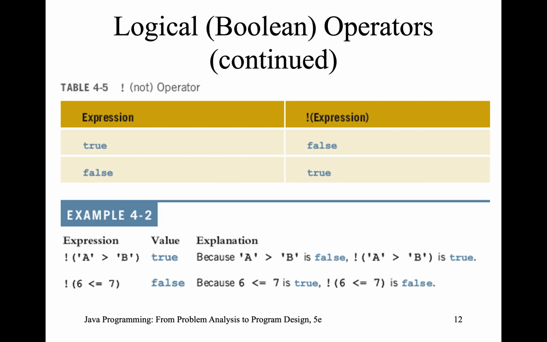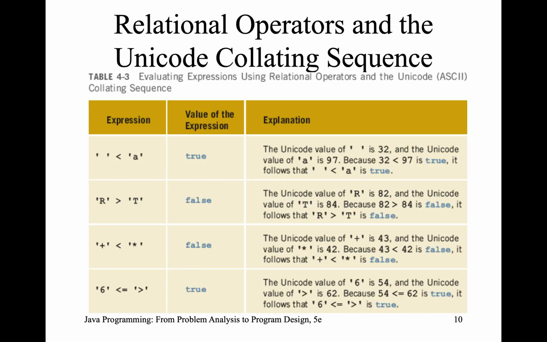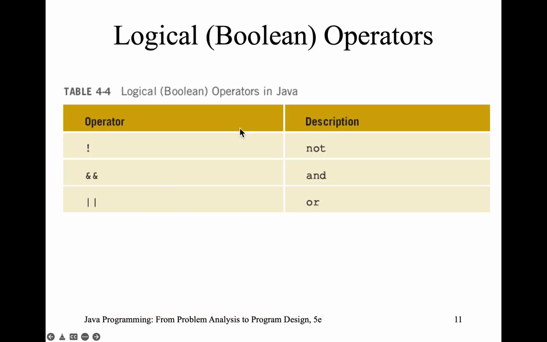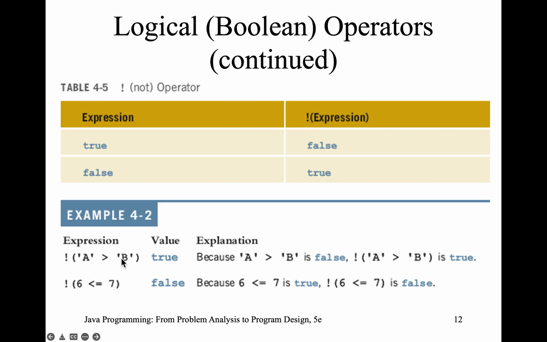So here's an example. We're saying, first of all, we do what's in parentheses. So in parentheses, we say, is A greater than B? So again, you want to look at this chart here. Capital A is 65, capital B is 66. So A is not greater than B. So this would be a false statement inside the parentheses. Not false would give you a true statement. Is 6 less than or equal to 7? That would be true. Not true would be false.